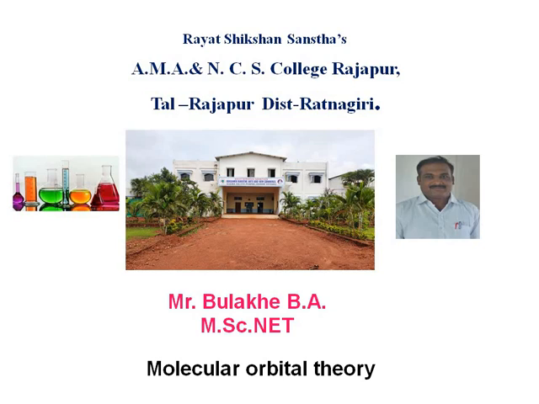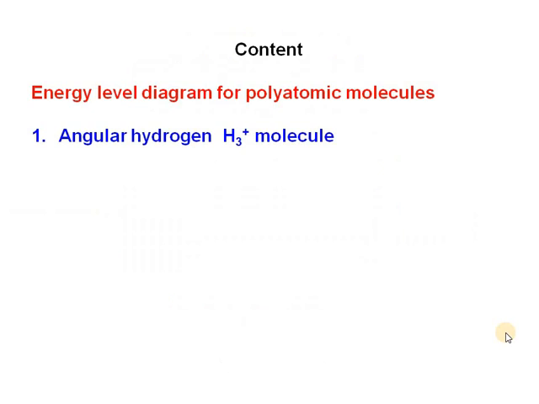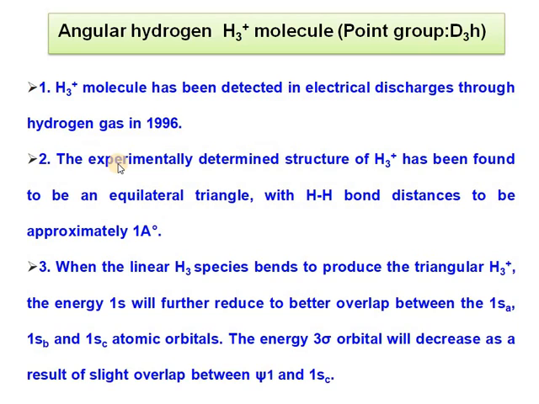Now we are going to discuss the topic molecular orbital theory. In this topic, we are going to discuss the energy level diagram for polyatomic molecules like angular H3+ molecules. Angular H3+ molecules belong to the point group D3h.